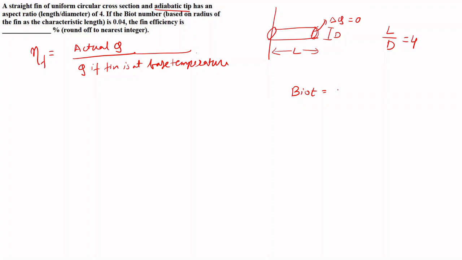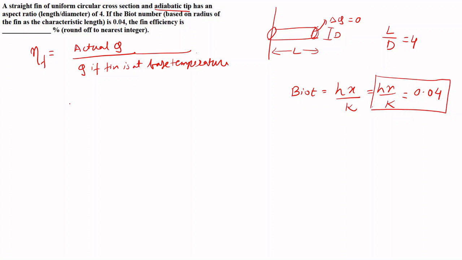So my Biot number is defined as hx upon k. It will become hR upon k is equal to 0.04. Later on we might be needing this, and we have been asked for the fin efficiency.